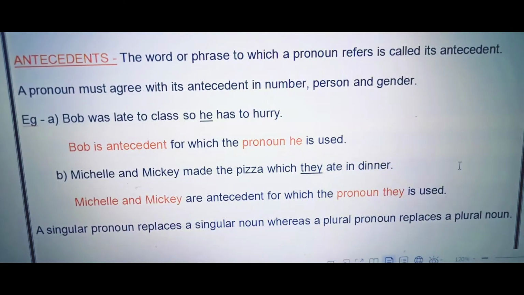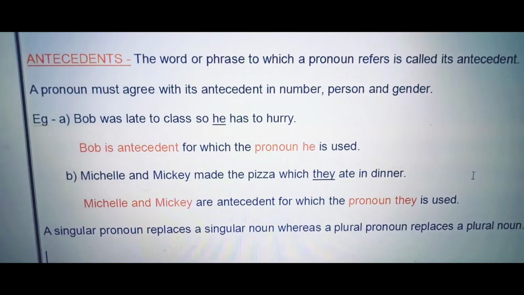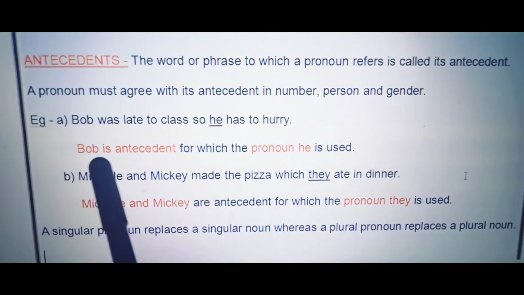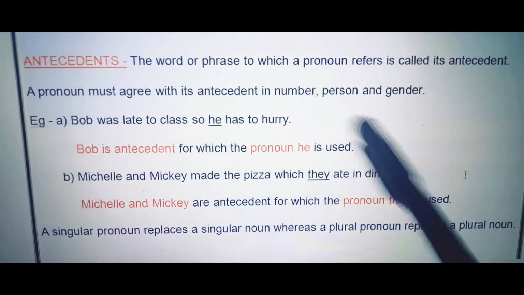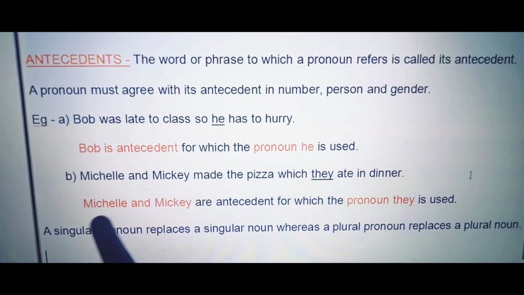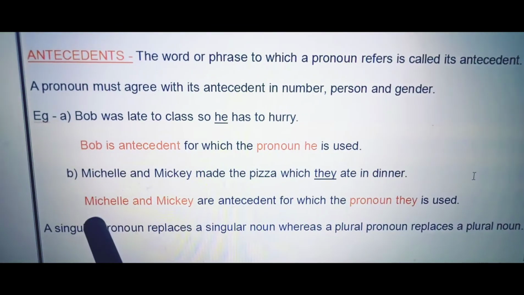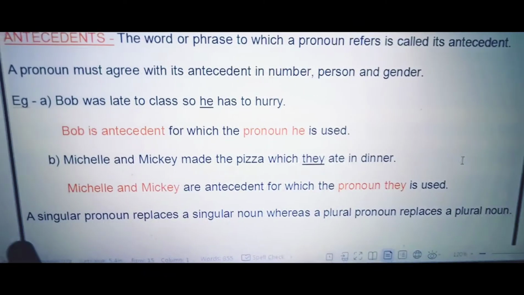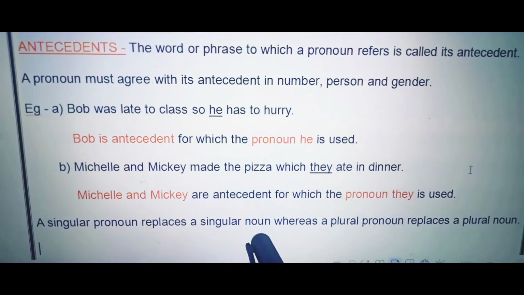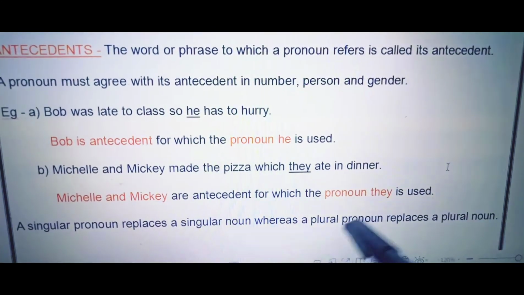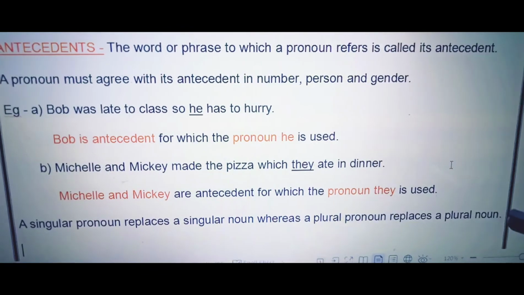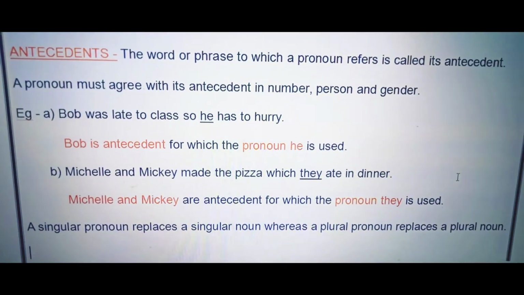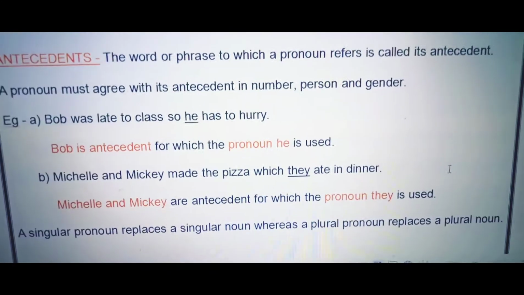So you have to take care that we are using the correct pronoun, right? Here, Bob is singular, so we have used the pronoun he. But in the next sentence, with Michelle and Mickey, we are talking about more than one, so it's plural. So we have used the pronoun they. A singular pronoun replaces a singular noun, whereas a plural pronoun replaces a plural noun. That is again about number: you have to use a singular pronoun with a singular noun and a plural pronoun with a plural noun.